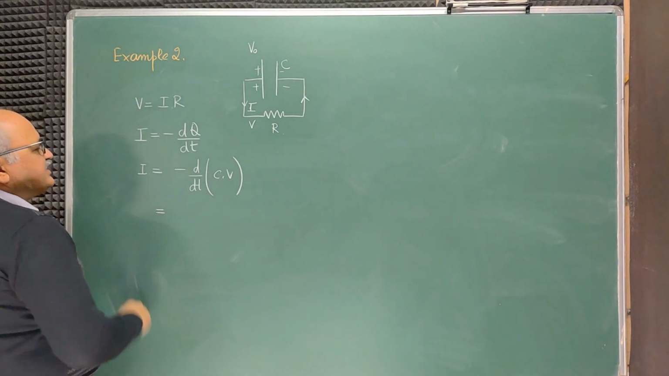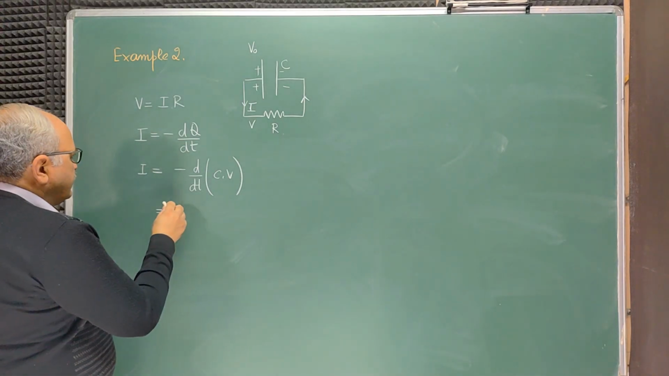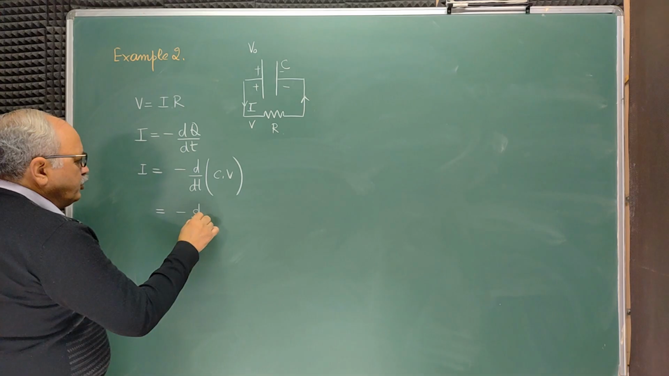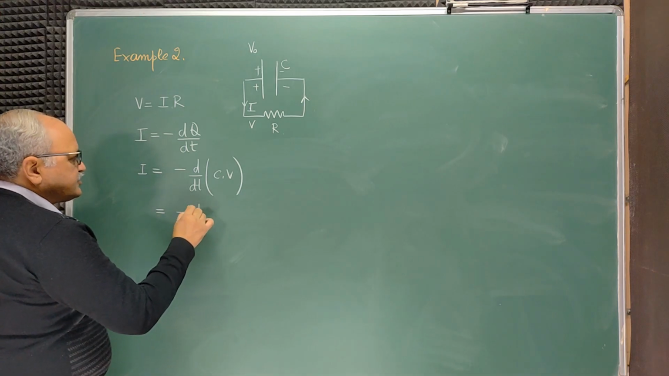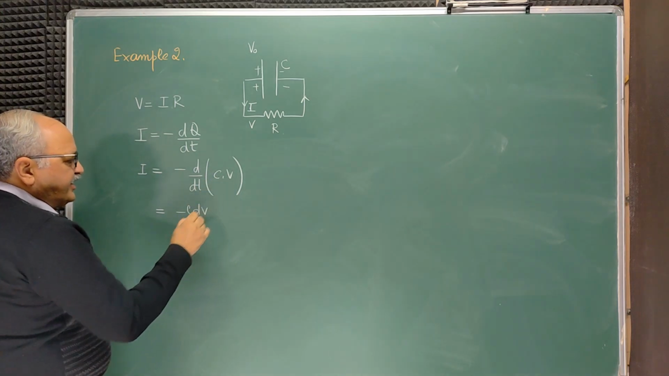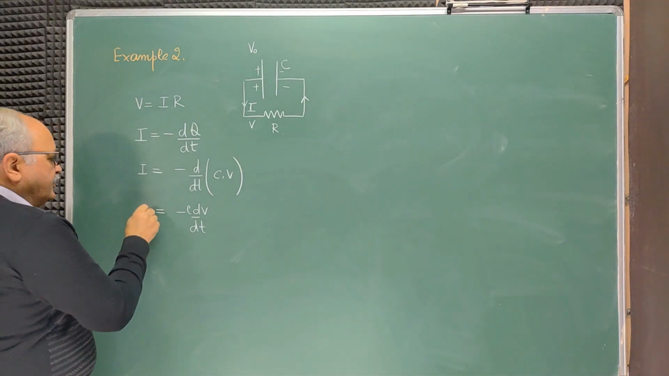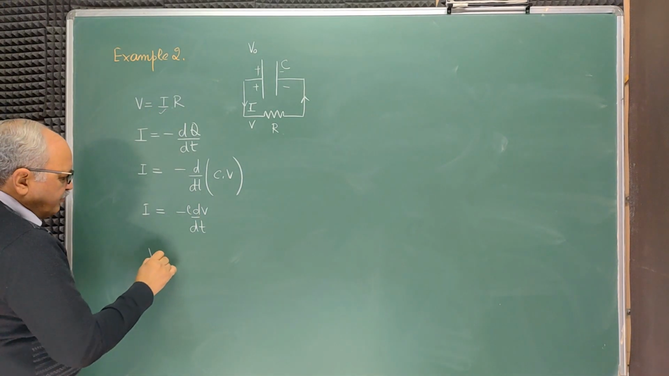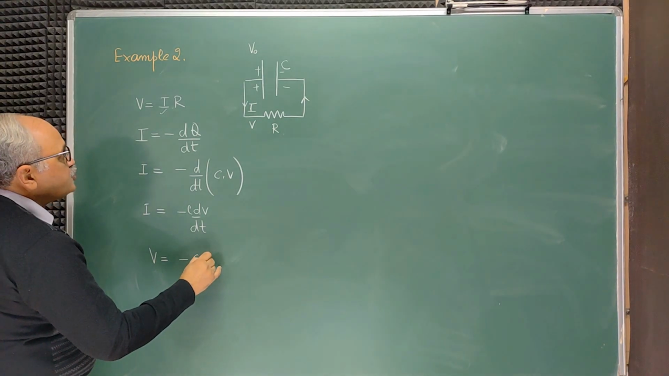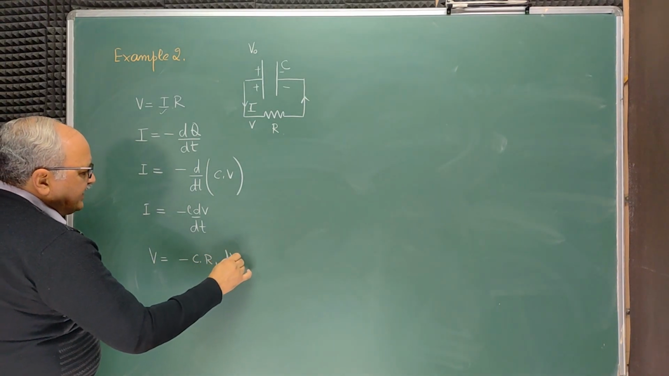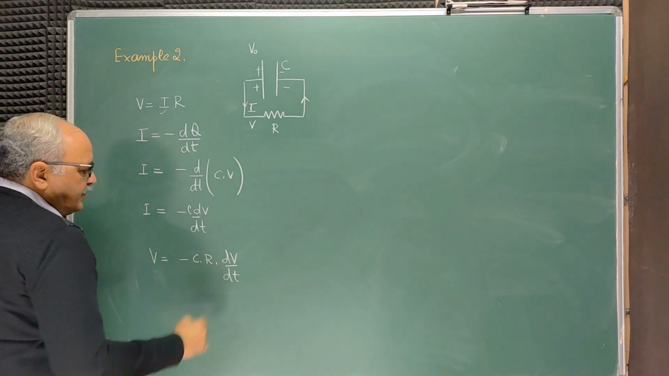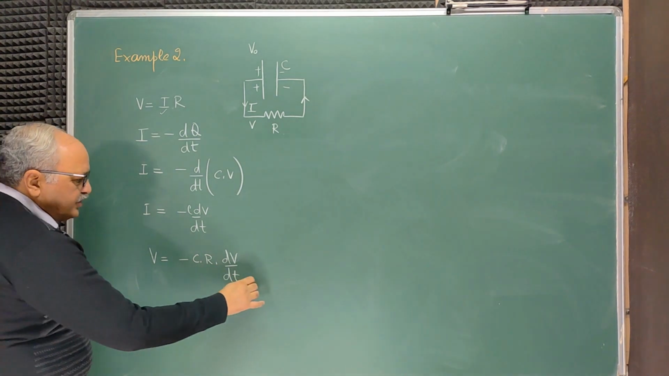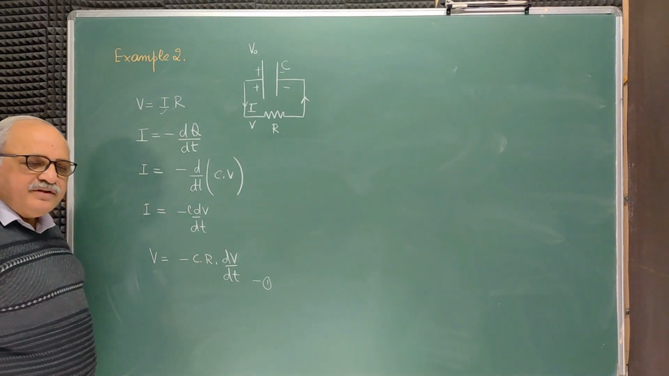So we write this as current is minus dq by dt. C is constant, so we can take it out. This is I. So once you get the value of I, you put it in this equation. So we write this as minus C into R dV by dt. So this is the differential equation as is required in this question.